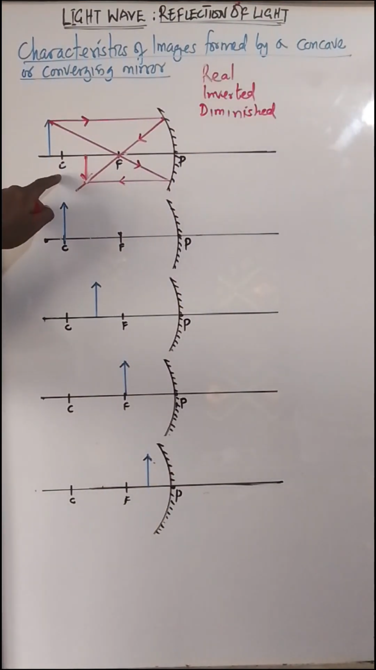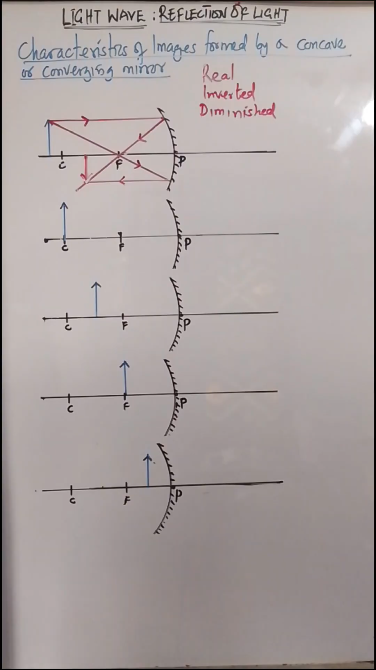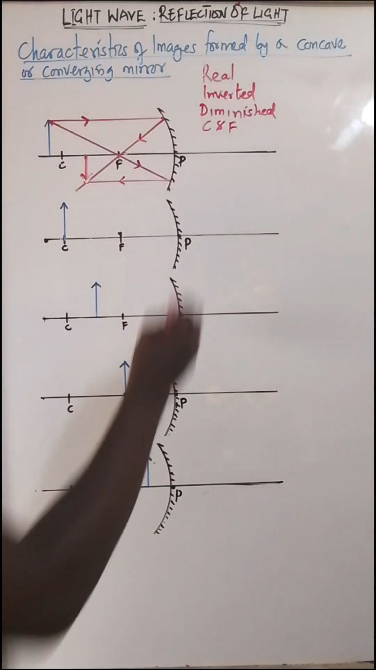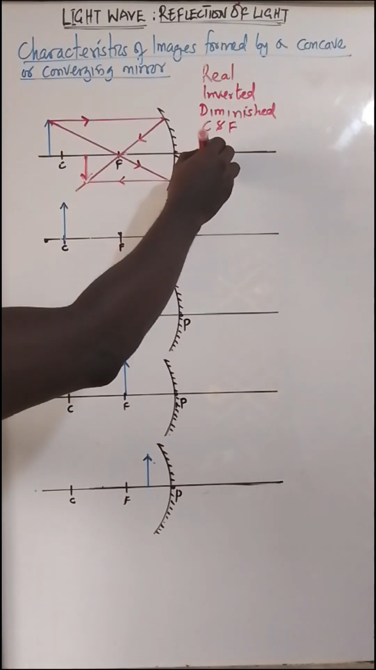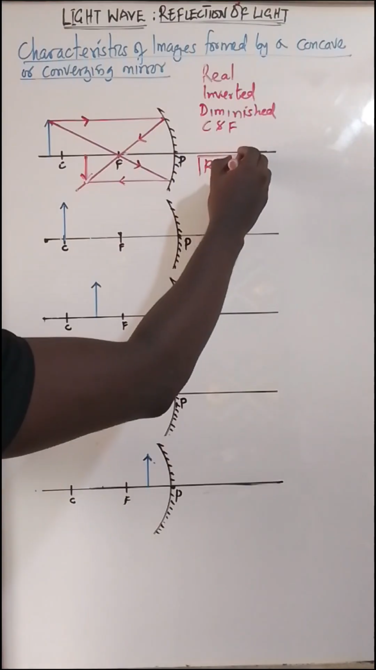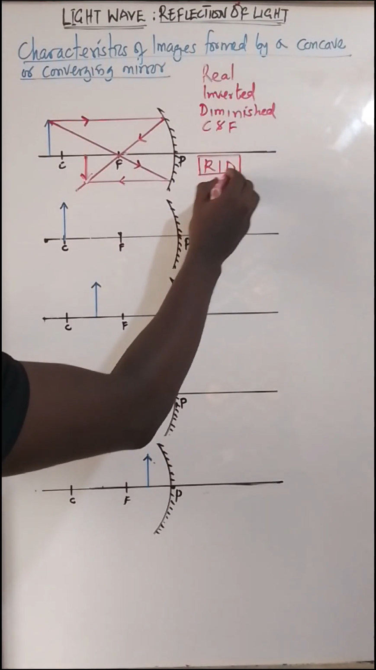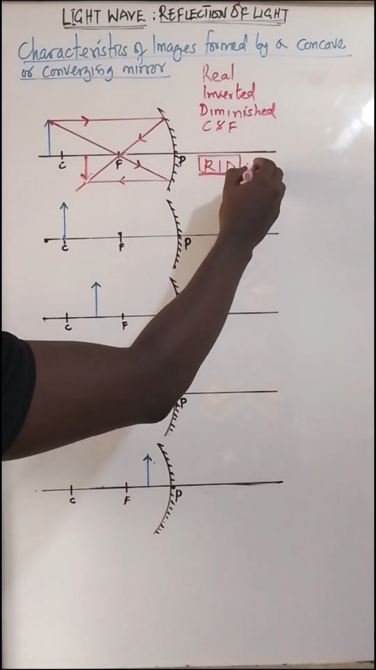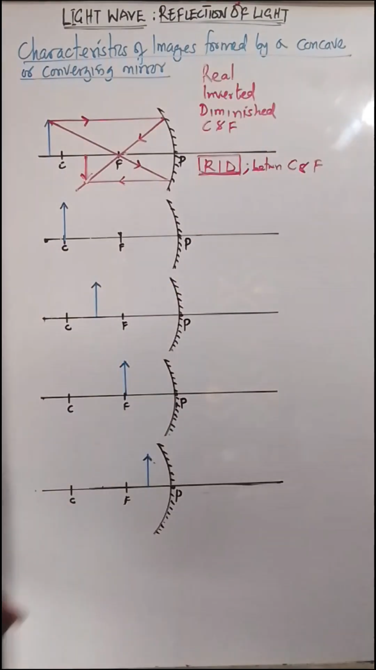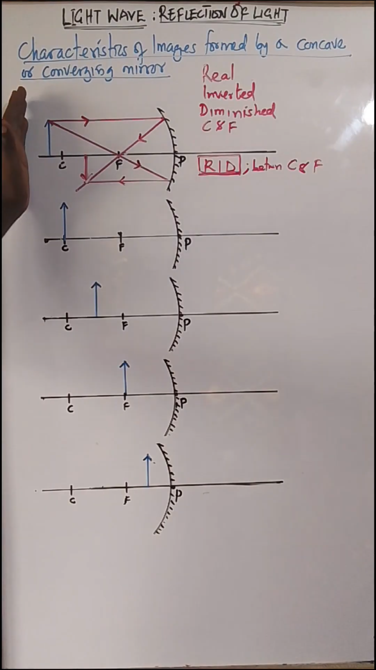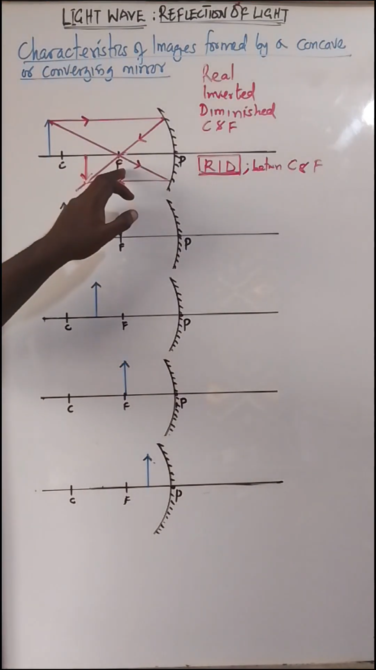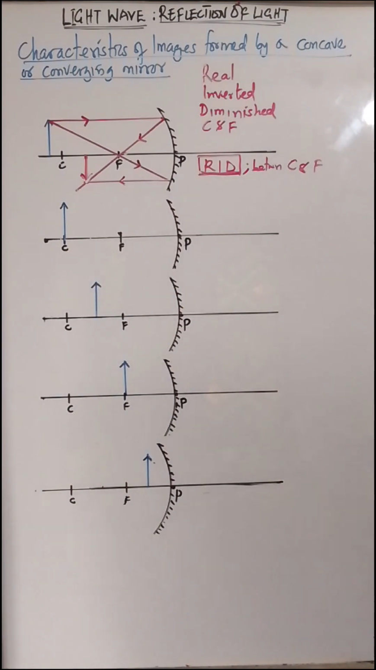And it is formed between what? C and F. That's the position, between C and F. So we can summarize this as RID: real, inverted, and diminished, and the position is between C and F. Meaning, if an object is placed behind the center of curvature, the image will form between the center of curvature and the principal focus, and it will be real, inverted, and diminished.